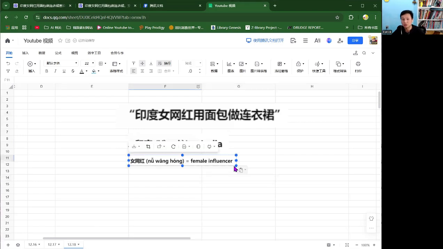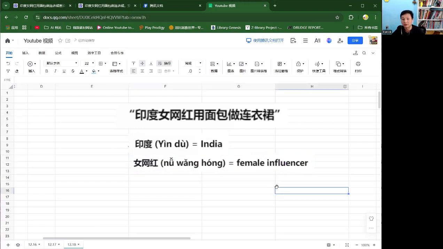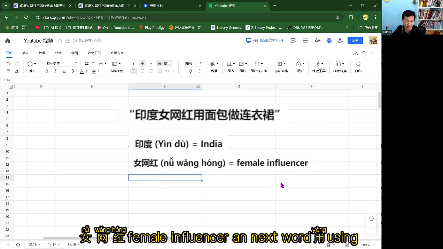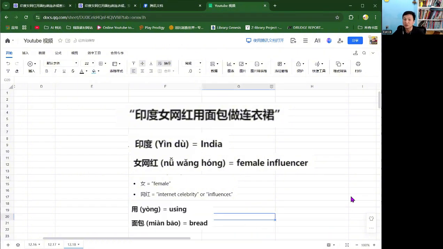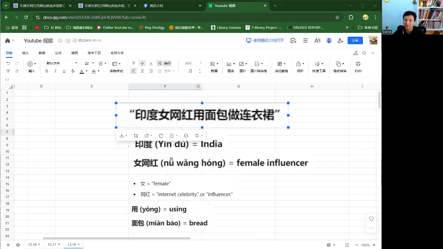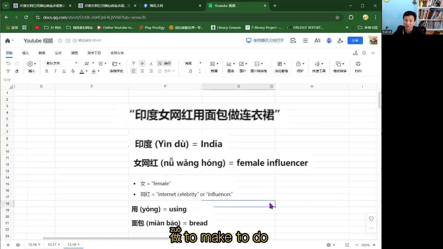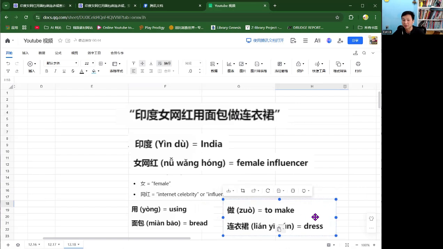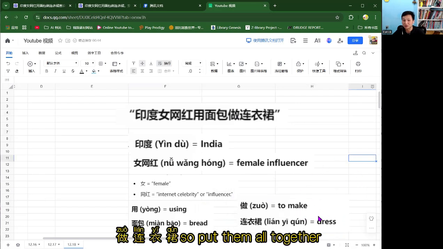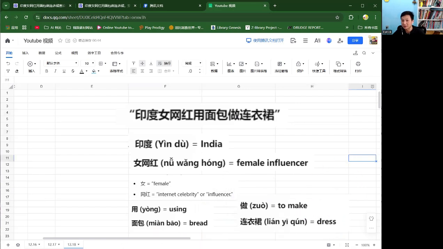Another word, 女网红, female influencer. And next word, 用, using, 用面包 using bread, 做连衣裙, 做 to make, you see, to do, to make, to cook, it's the same 做, yeah. 做连衣裙, so put them all together.